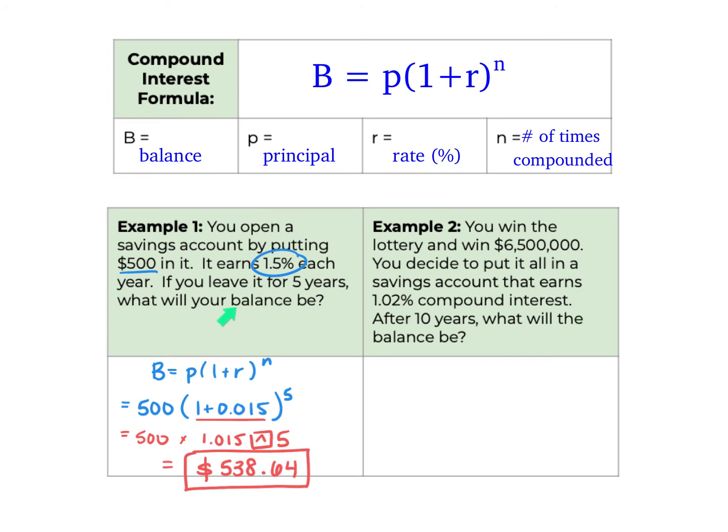Notice it is your overall balance. So this amount isn't just the interest. It shows already that 500 that you started with. So really, if we were interpreting this answer, the 500 out of this would be your principal. So that difference of $38.64 is essentially the amount of interest you earned.